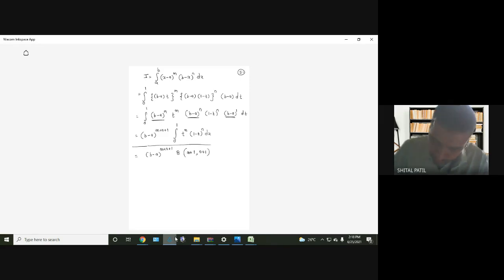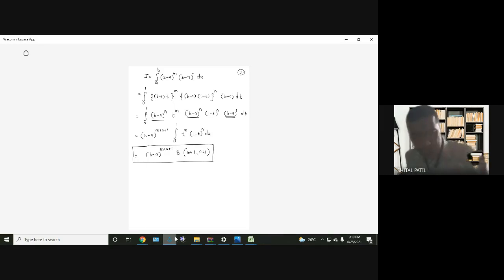So remember how the limits are considered. That we will consider in the next example. Tomorrow we'll solve 1 or 2 more examples of beta function, and then we'll start with the differentiation under integral sign. We'll stop here. Let me take the attendance.